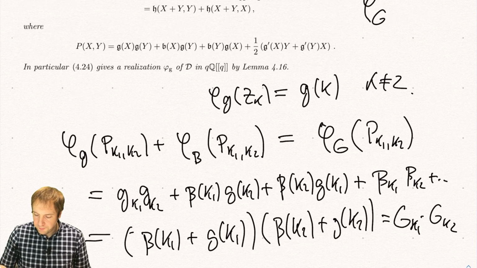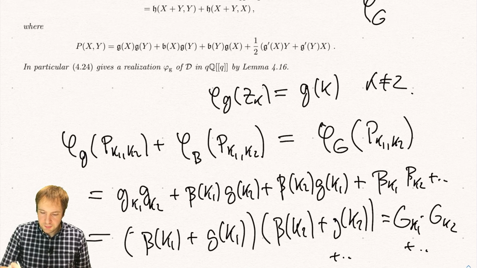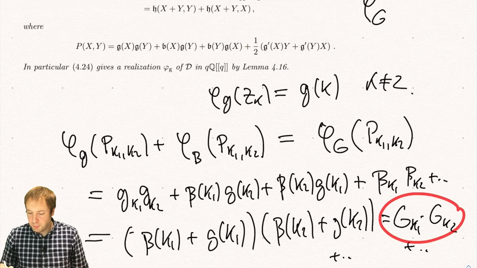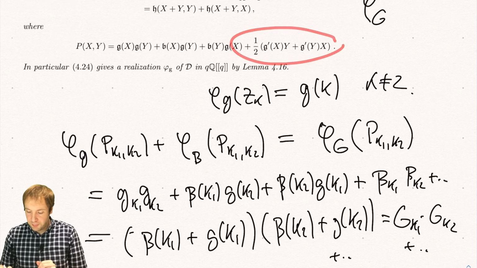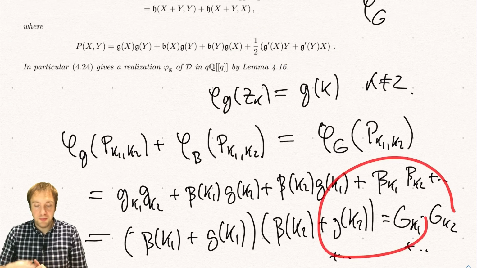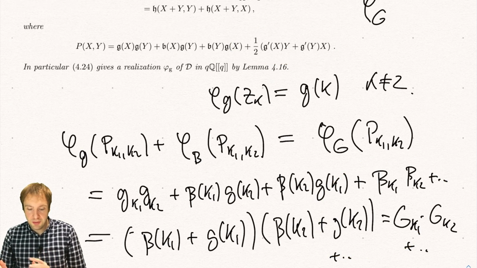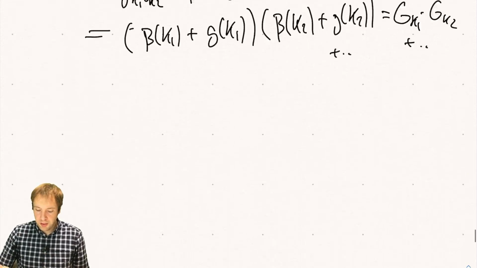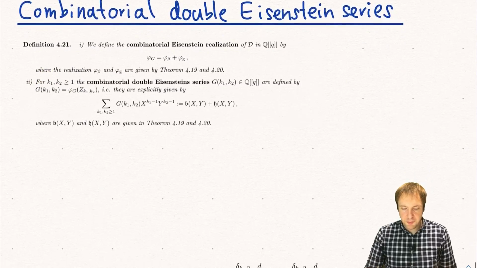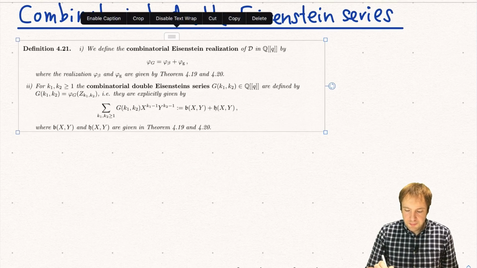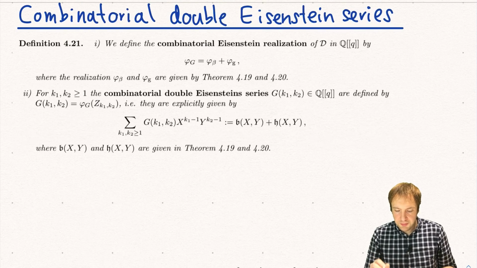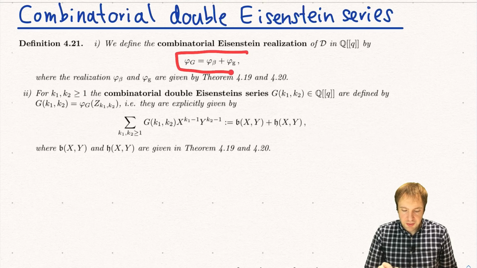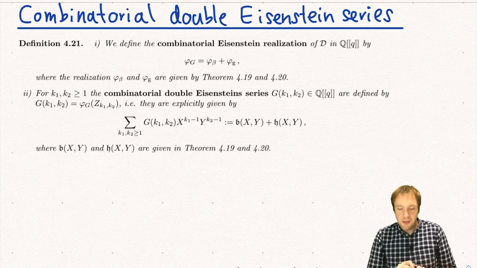But we still have these extra terms here. So we will have this product of the Eisenstein series plus the derivatives in the case when one of these are 2. And then we will see that this exactly satisfies the condition number 2 and 3 in the theorem we had before. So let's define this realization, and this will get a special name. So we will call this a combinatorial double Eisenstein series. So we define this realization, as I said before, phi g as the sum of these two realizations given in the theorems before. So they are explicit.